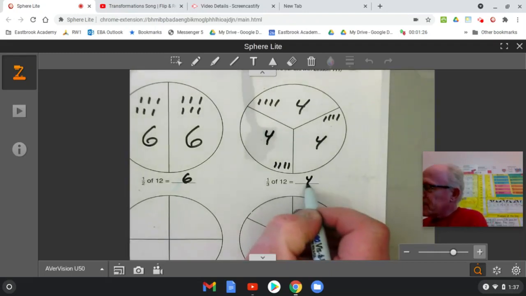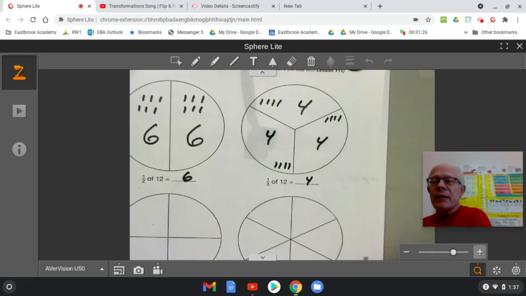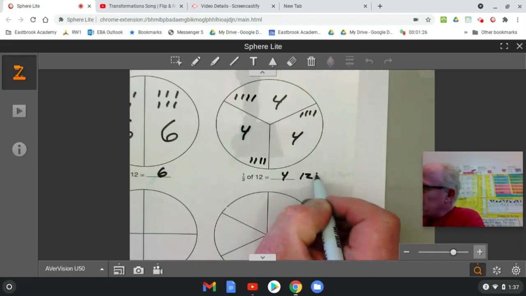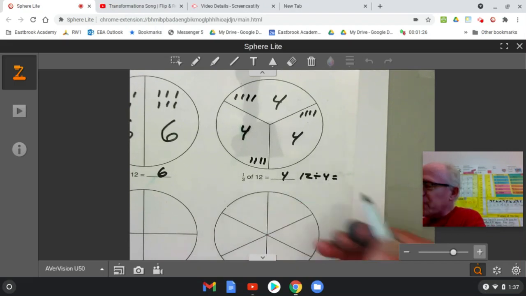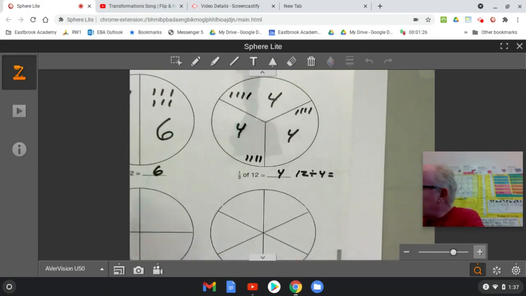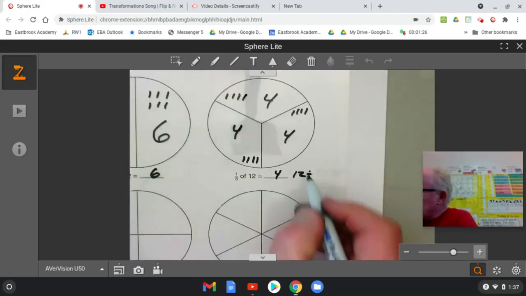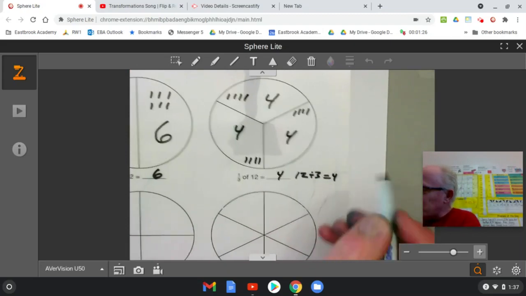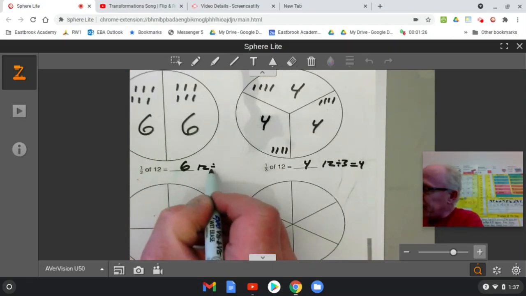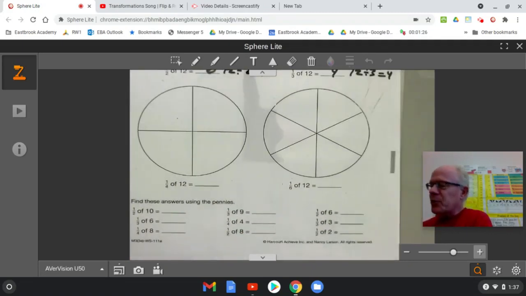Now, one other way you could do this besides drawing the little sticks or the figures is you can go like this. 12 divided by 3, oops, I made a mistake. My mistake. 12 divided by 3 is 4. Or for this one, 12 divided by 2 equals 6. Let's go to the next one.